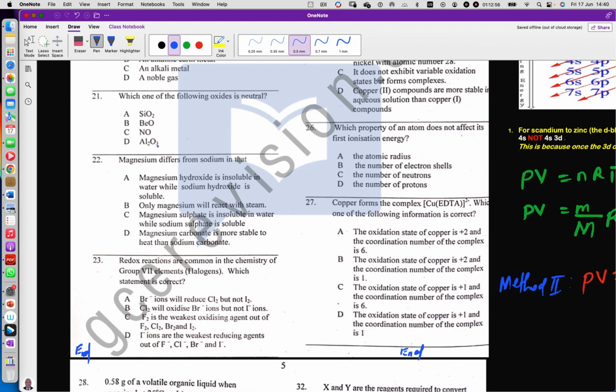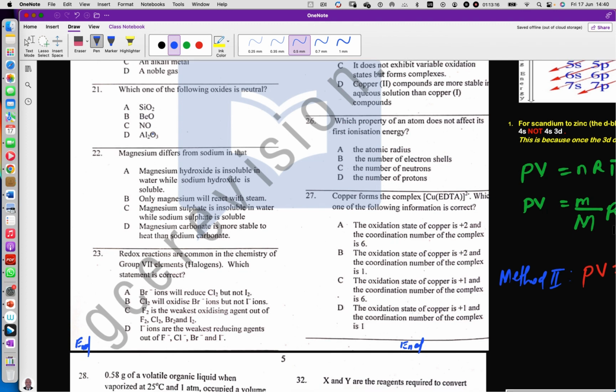Go to D, this is amphoteric. And C is what we call a neutral oxide. It cannot react even with acid, and it cannot even react with the bases. So C, NO, is a neutral oxide.